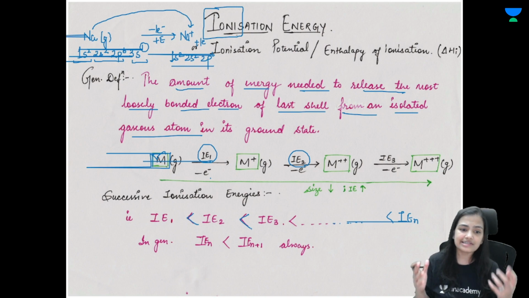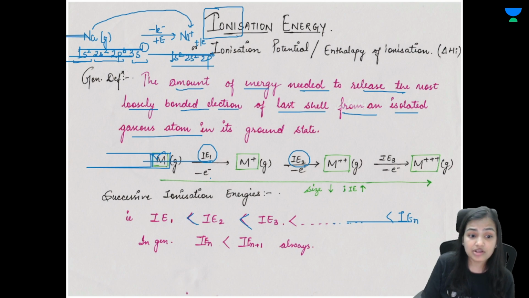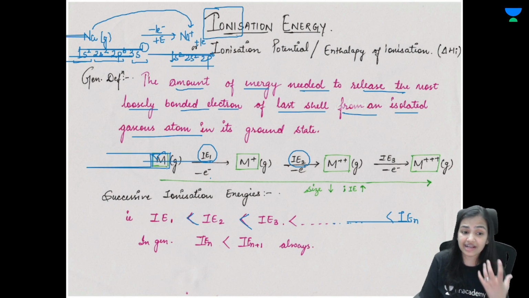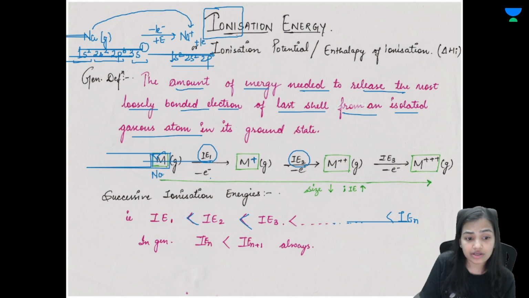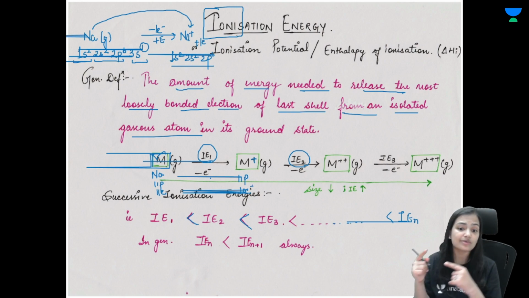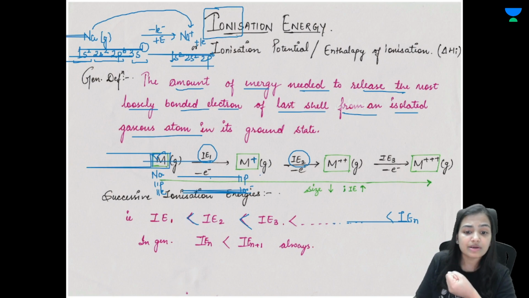Guys, think like this: when I'm talking about M and when I'm talking about M positive, if you're talking about the size of an atom and the size of an ion, this ion is M positive. If I take this as sodium, I have 11 protons and 11 electrons. But in the case of M positive, I have 11 protons but only 10 electrons. So the number of electrons decreases, and the nuclear charge per electron is more. So the effective nuclear charge increases, and because of this, the size decreases. Are you getting my point?